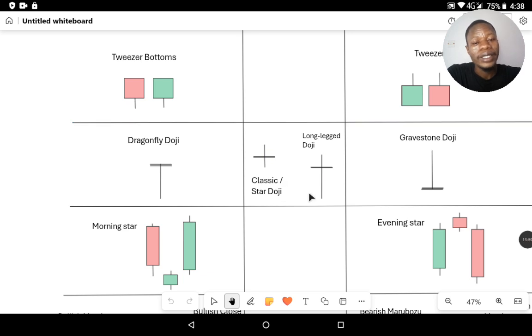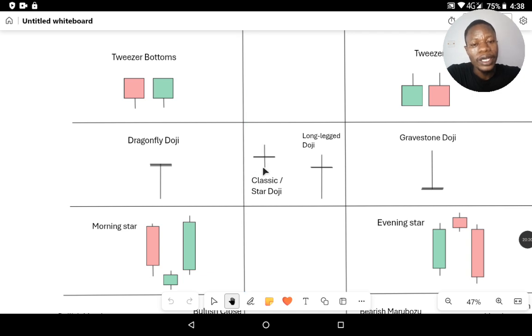These are neither bearish nor bullish. You can see them, they are neutral. You can see them at the top, you can see them at the bottom. Wherever you see them, just know that it signals that the market trend is about to reverse. So this is a classic, some people call it classic doji, some people call it star doji. So you can see that it looks like a star.